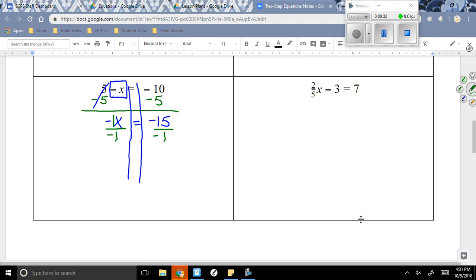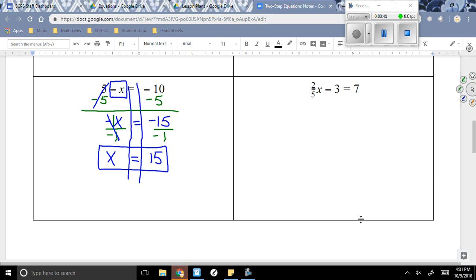And when I simplify, those negative 1's on the left will go away. I'm left with just x. On the right, when I have negative 15 and I divide by negative 1, I have a positive 15. And I have my solution because x is all on its own.